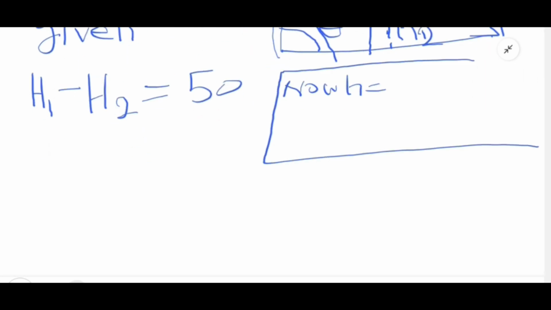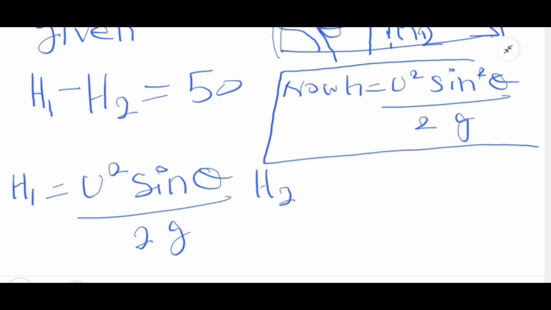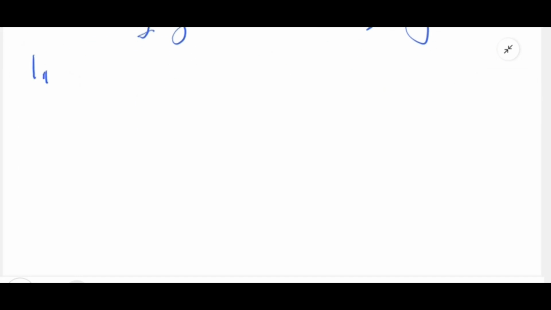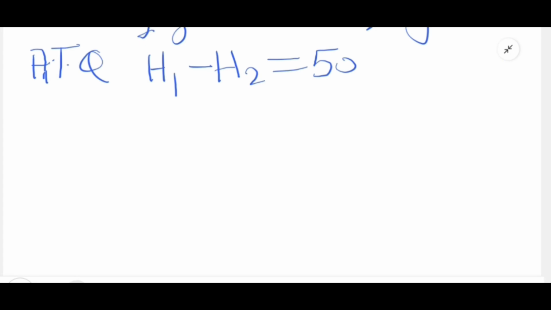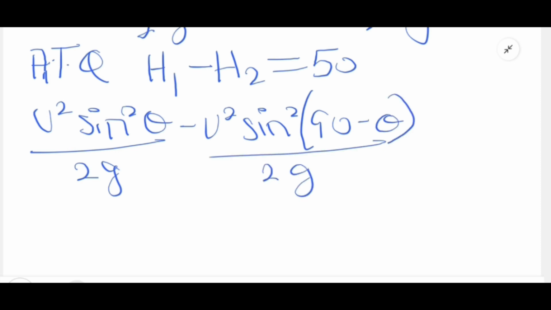Now the formula of height is u square sine square theta upon 2g. So h1 would be u square sine square theta upon 2g, and h2 would be equal to u square sine square 90 minus theta upon 2g. Now we have to put our values in the equation. h1 minus h2 is equal to 50.